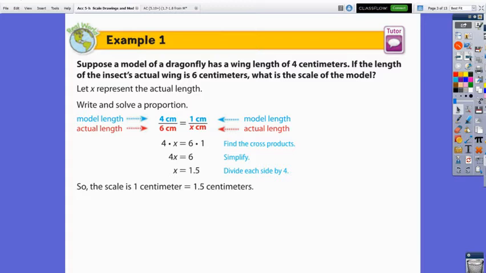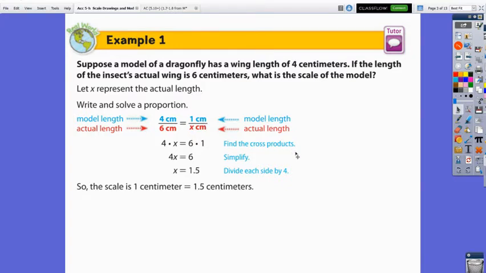But what is the scale of this model? Well, the scale, the model over actual. So we always use model over actual. And in a proportion, model over actual equals model over actual. And to find the scale, you want to know what one length in the model corresponds to in the real world. That will give you the scale 1 to whatever. 4 centimeters to 6 centimeters equals 1 centimeter to X centimeters. The unknown is the amount of centimeters in the actual thing that corresponds with 1 centimeter in the model.